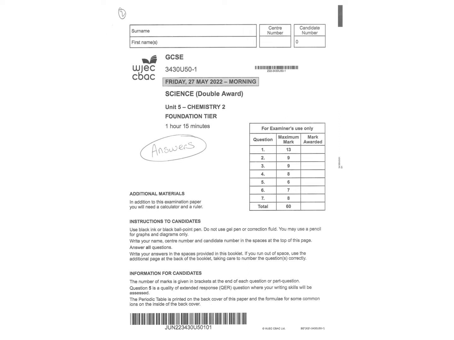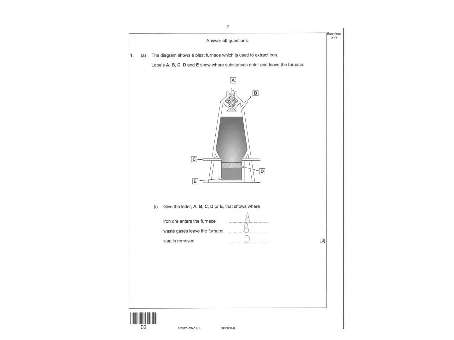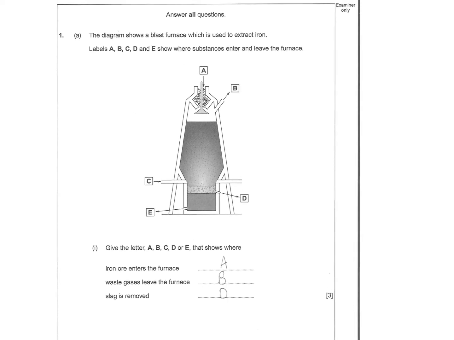So this is the Chemistry Double Award Unit 5 2022 paper. The first question was nice. It just asked you to label A through E where different things entered the blast furnace. A is where iron ore goes in. B is where waste gases come out, because you can see there's a little arrow pointing out. And then D is where slag is removed. Remember, slag always comes out on top compared to the iron.